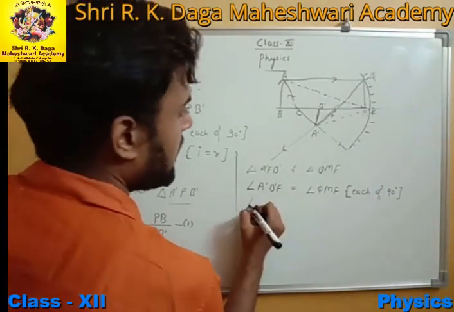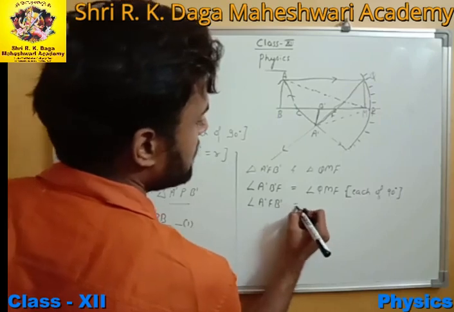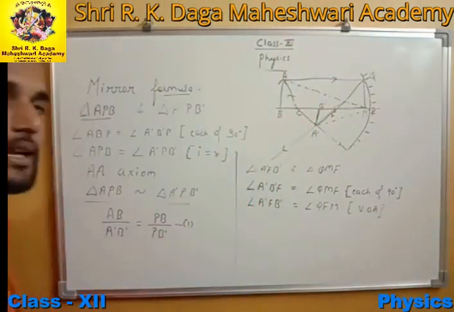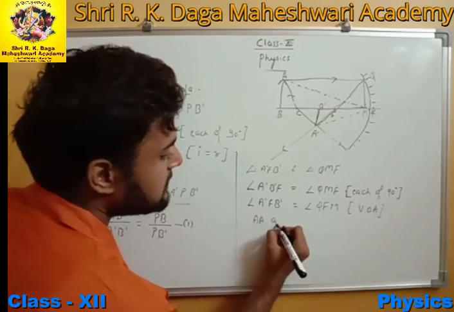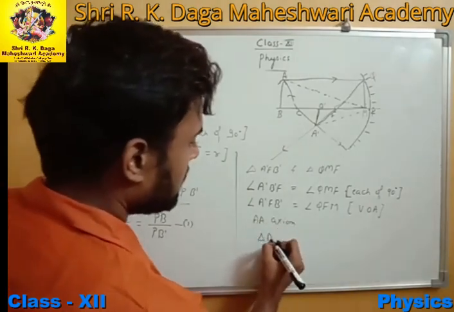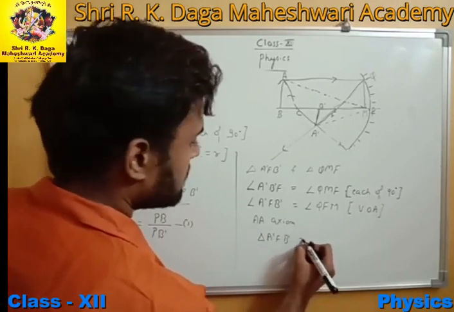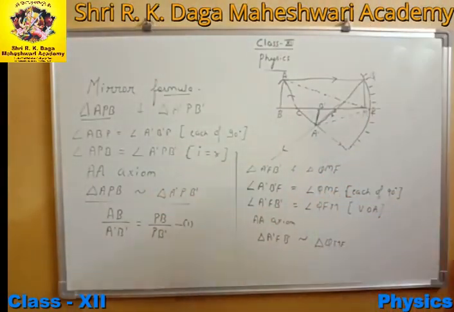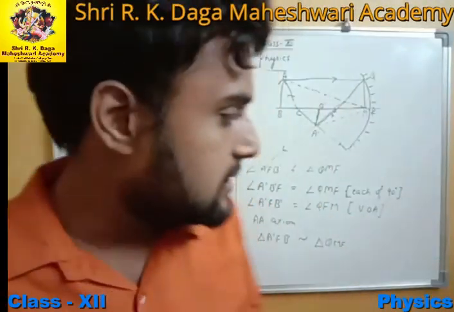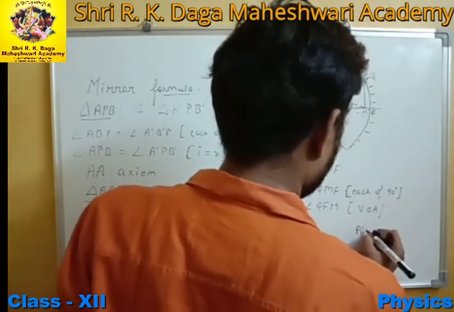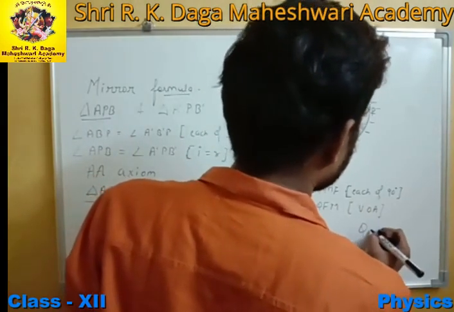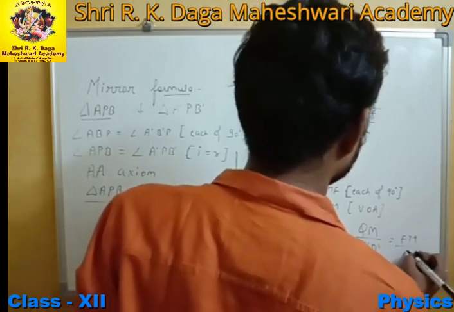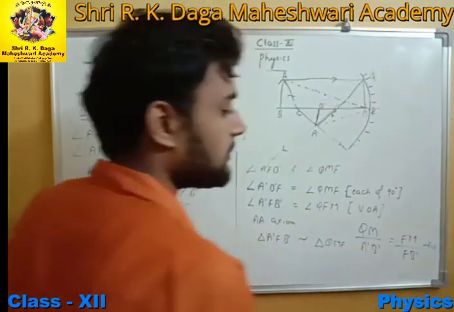Similarly, angle A dash F B dash is equal to angle QFM, as they are vertically opposite angles, right? So by the angle axiom we can say that triangle A dash F B dash is similar to triangle QMF, and from here we know that the ratio of corresponding sides of two similar triangles is equal. So we can say that QM upon A dash B dash is equal to FM upon FB dash. Give it equation number 2.